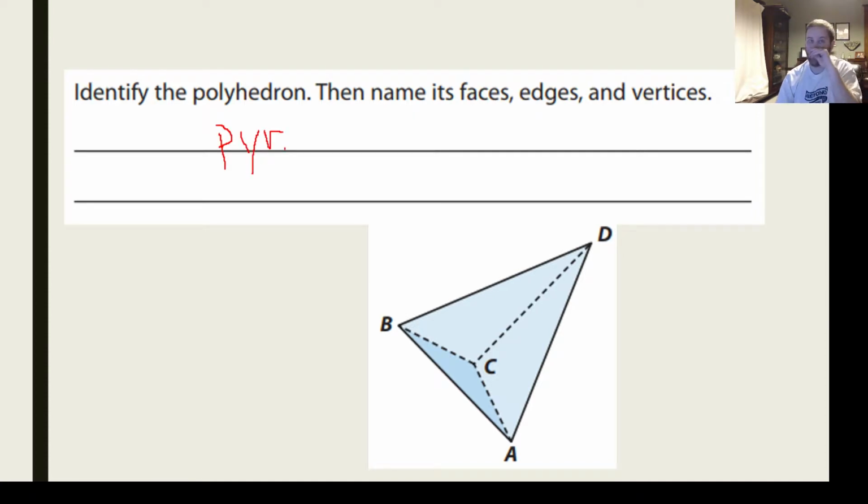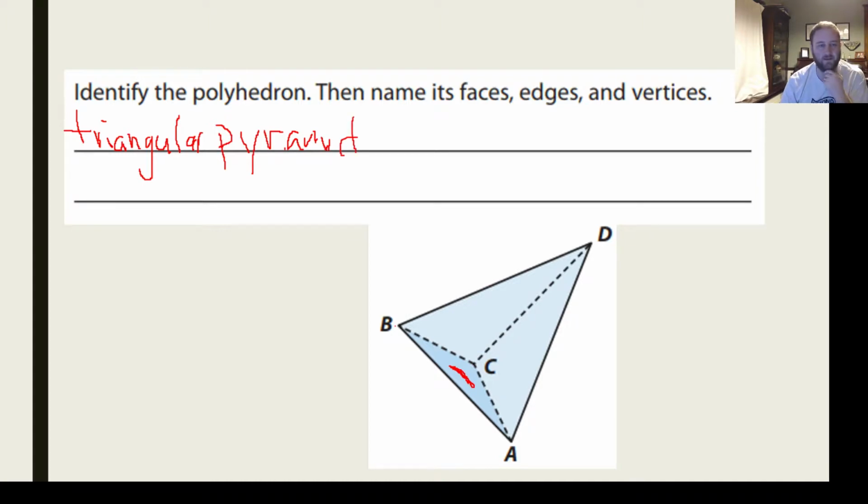Then we have to figure out what type of pyramid. Well, we want to look at the base. This is the base right here. What's the shape of this base? Well, it's got 3 points to it. That's a triangle. So this is a triangular pyramid.